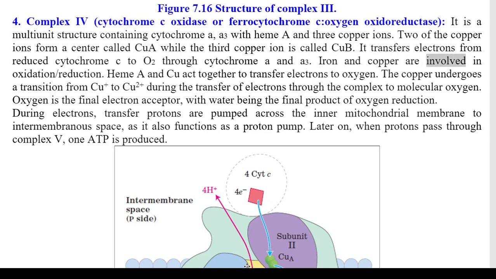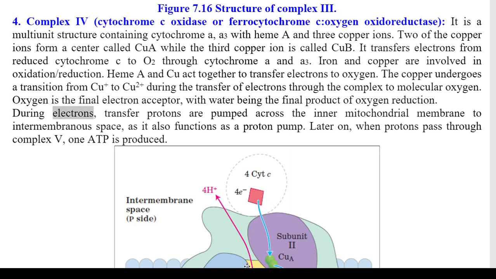Iron and copper are involved in oxidation/reduction. Heme a and Cu act together to transfer electrons to oxygen. The copper undergoes a transition from Cu+ to Cu2+ during the transfer of electrons through the complex to molecular oxygen. Oxygen is the final electron acceptor, with water being the final product of oxygen reduction.